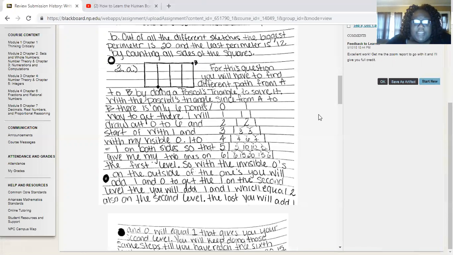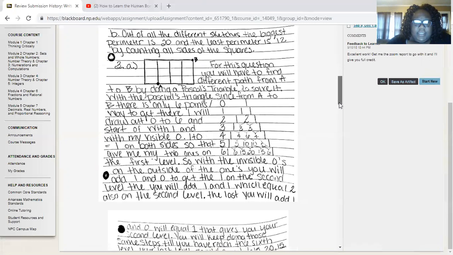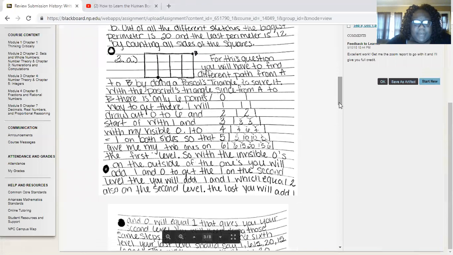So there are, from my slides, there's only 6 different paths to get there, okay? And I will draw out 0 to 6, so 0, 1, 2, 3, 4, 5, 6 right here on the Pascal triangle here. And you will start with 1, okay? So there's one path, here's one path to go all the way from A to B.